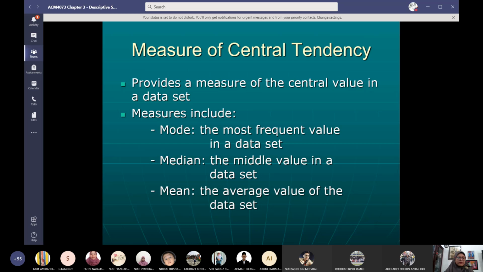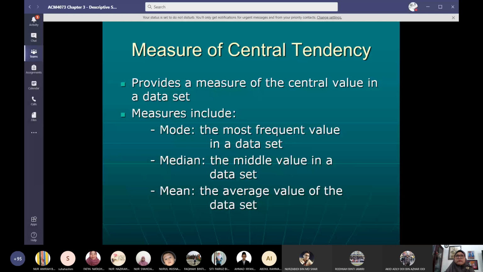Okay, and then median. Median is the middle value in a data set. I will show you what do we mean by middle value. This is not mean. Median is not mean. It's not average. Median is the position. The position of that set of numbers in the middle. If you look at 50 respondents, what is the middle numbers?